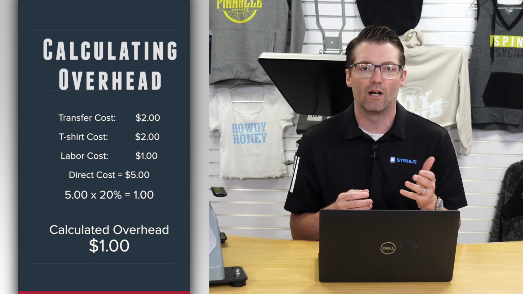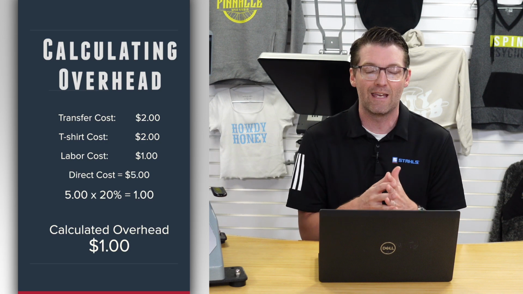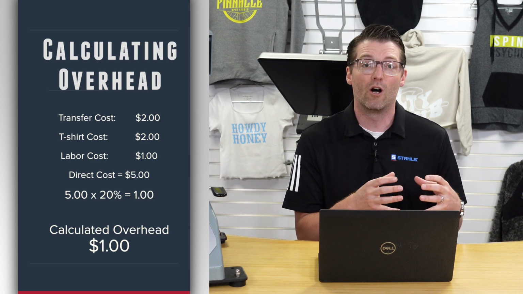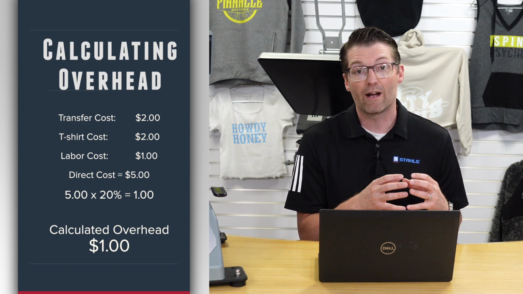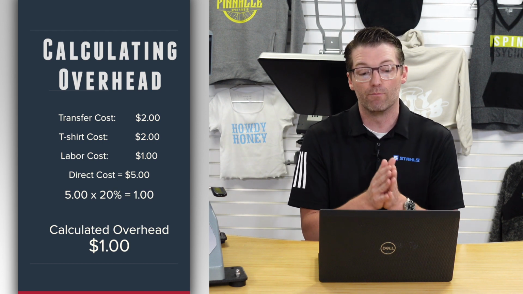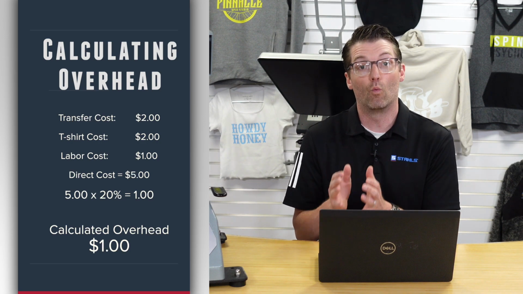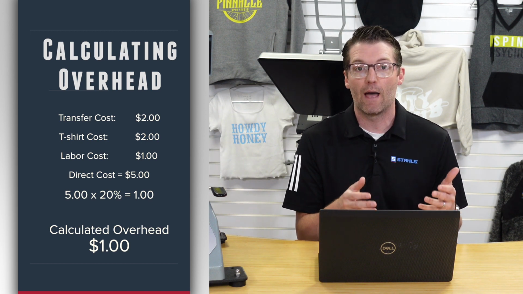So jumping back, now let's figure out how to take that 20% and factor it into every sale. What we'll do is we'll take all of our direct costs for making that t-shirt. Let's say on this particular job, the cost of the transfer is $2, the cost of the t-shirt is $2, and the cost of the labor to put them together and make it is $1. So we have $5 in our direct cost bucket. Now, what I want to do is take that $5 in direct costs and multiply it by my overhead rate of 20%. So $5 multiplied by 20% equals $1. And so I'm going to apply $1 in overhead to each t-shirt that I'm making for that particular job.